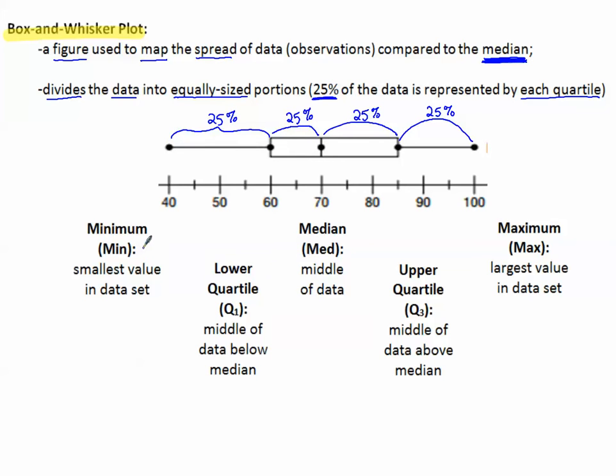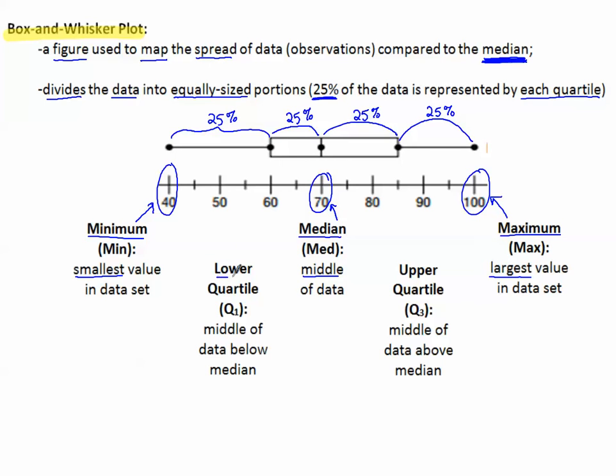The minimum value, or the min, is the smallest value in the data set. So looking at this picture, the lowest point is at 40. So 40 is the minimum of this data set. The maximum, similarly, or the max, is the largest value in the data set. So we look where the largest point is, and that's at 100. 100 is the max. The median, we've talked about previously, or the mean, which is what it shows in your calculator, is the middle of the data. In this picture, the middle is showed at 70. So 70 is the median.